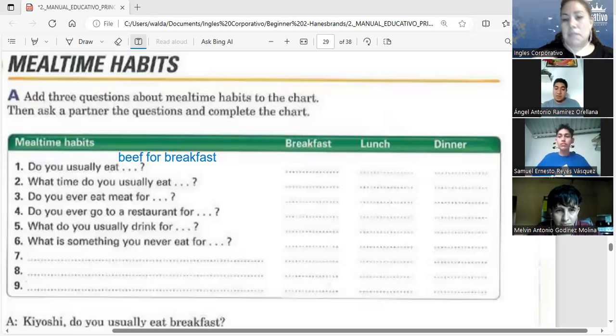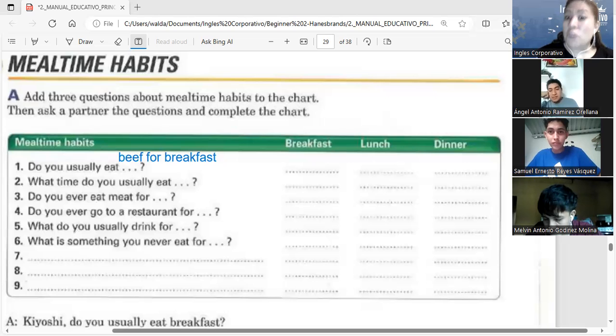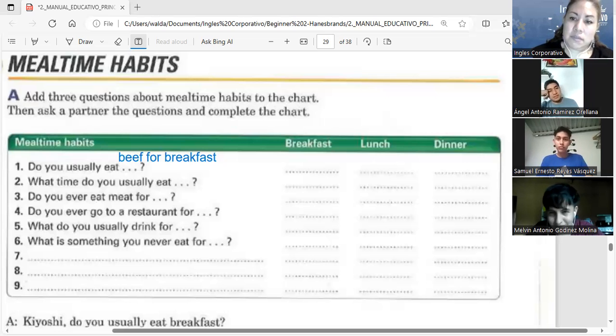So Melvin, Samuel asked you, what time do you usually eat chicken for dinner? Chicken for dinner. Okay. So Melvin, what time do you usually eat chicken for dinner? Yes. Sometimes. I sometimes do. Okay. Sure. That's fine. Very good. Melvin, now another question. You can ask Angel or someone.